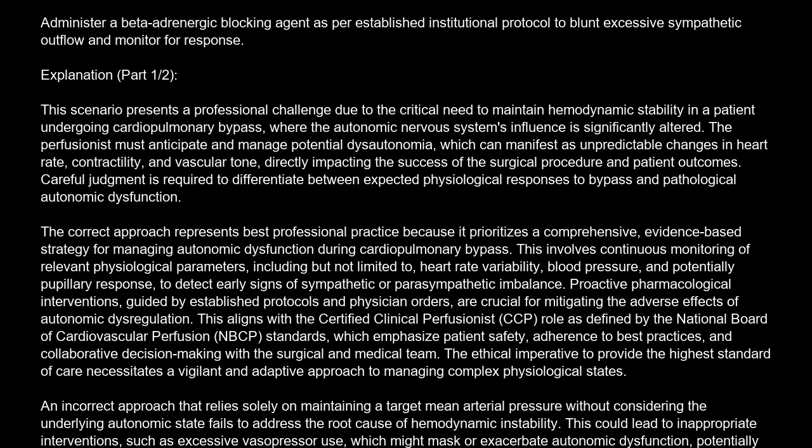Careful judgment is required to differentiate between expected physiological responses to bypass and pathological autonomic dysfunction. The correct approach represents best professional practice because it prioritizes a comprehensive, evidence-based strategy for managing autonomic dysfunction during cardiopulmonary bypass. This involves continuous monitoring of relevant physiological parameters, including but not limited to heart rate variability, blood pressure, and potentially pupillary response, to detect early signs of sympathetic or parasympathetic imbalance. Proactive pharmacological interventions, guided by established protocols and physician orders, are crucial for mitigating the adverse effects of autonomic dysregulation.